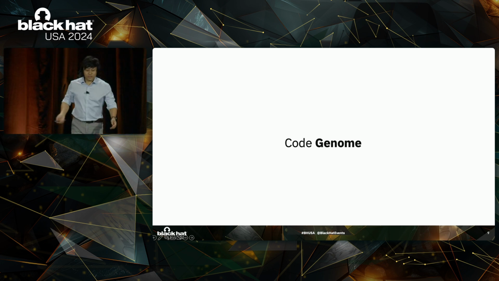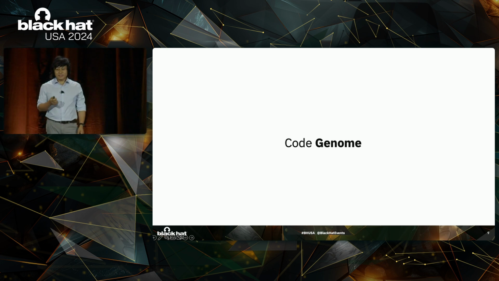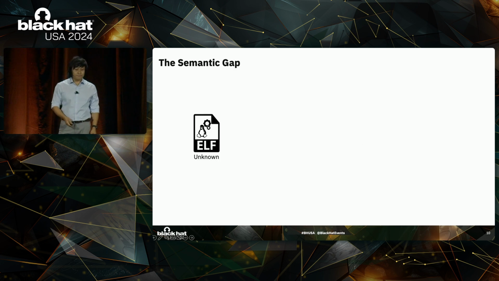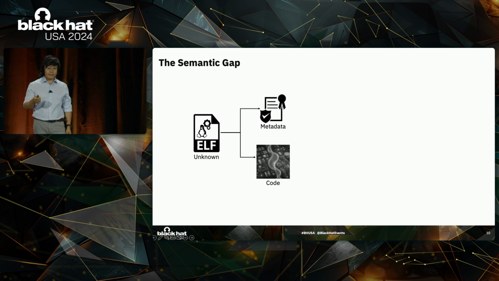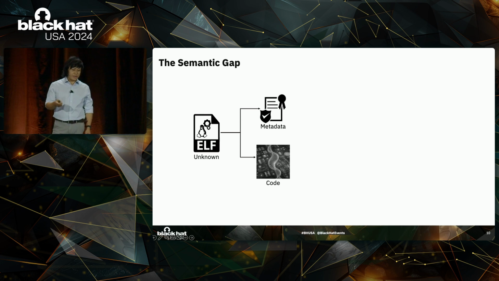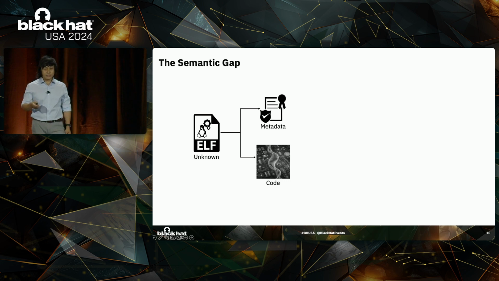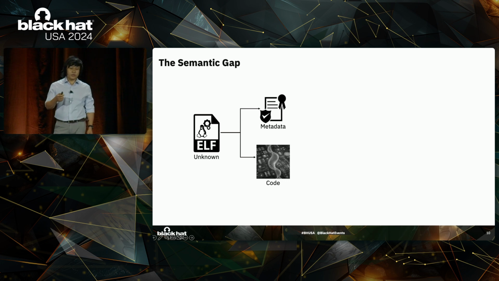All right, thank you, Jiyoung. So Code Genome, what is this? Before diving into the detail, let me quickly revisit the problem of unknown software. As we discussed, software usually comes with metadata along with the code. By metadata, I mean simply the file name, or more advanced things like hashes, signatures, or SBOMs. This basically tells what the software is and what it does, and we build trust by verifying this metadata.